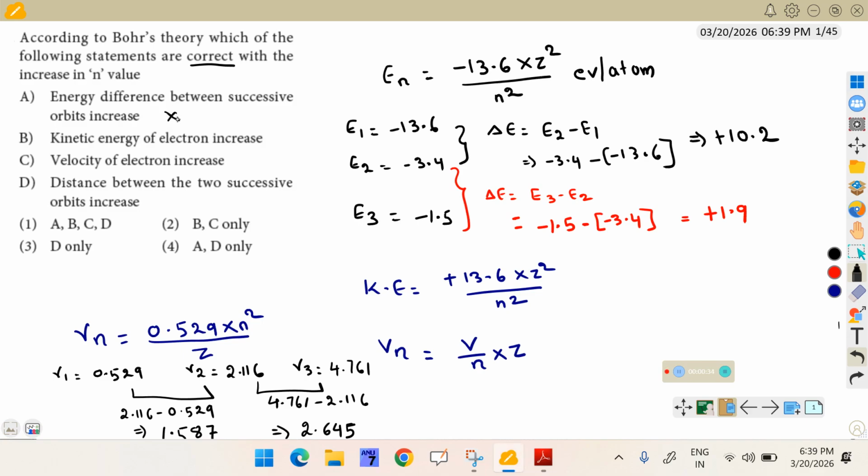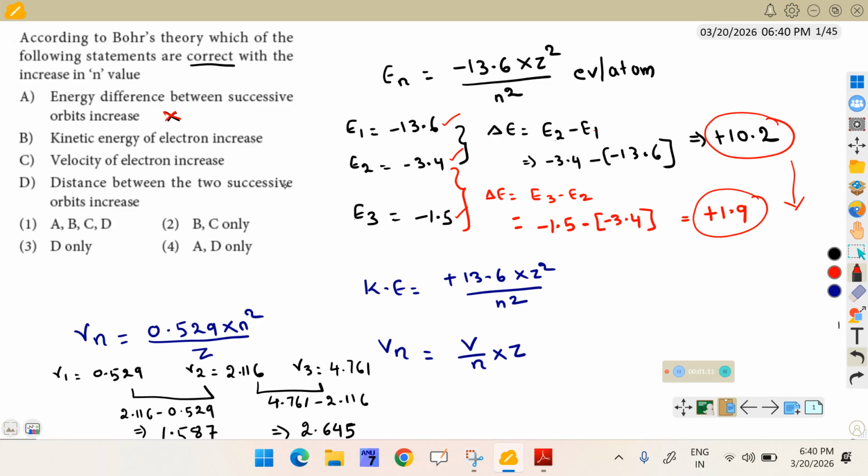No, this is wrong. Energy is calculated by using the formula: energy of nth orbit is minus 13.6 into Z square by n square. E1 energy is minus 13.6, E2 energy is minus 3.4, E3 energy is minus 1.5. Energy difference E2 minus E1 is plus 10.2, E3 minus E2 is plus 1.9. So energy difference between successive orbits decreases, but here increases is given, so that's the reason this is wrong.